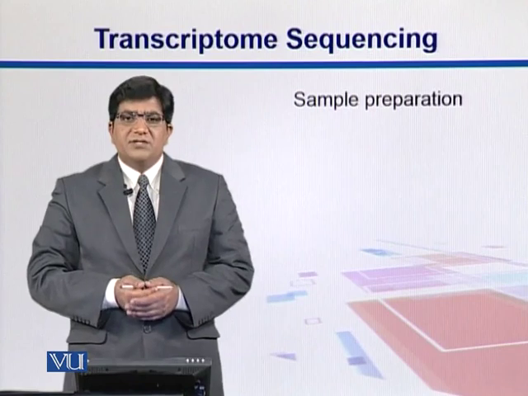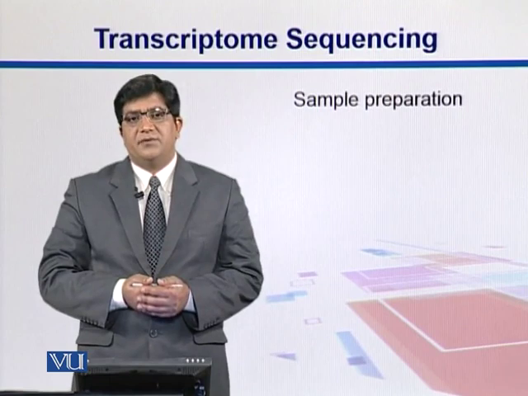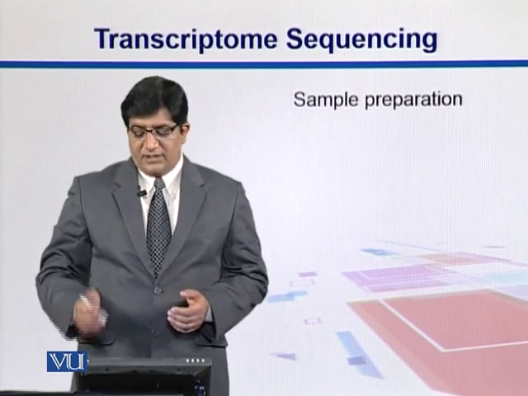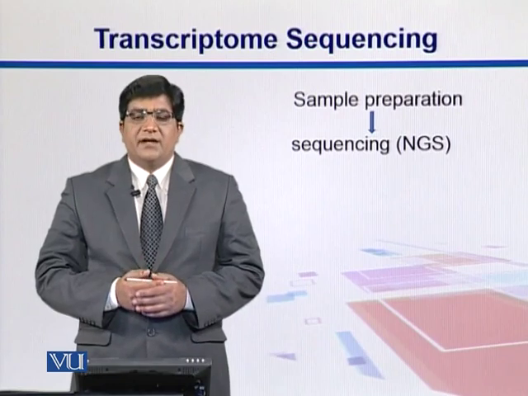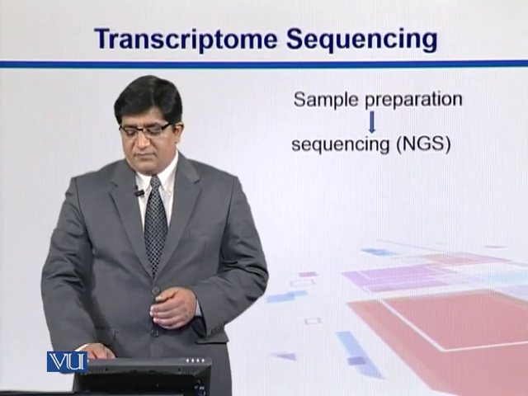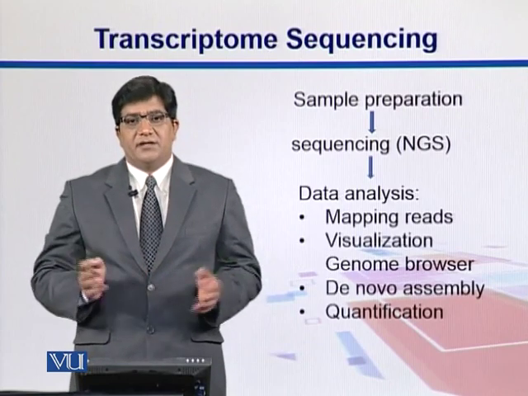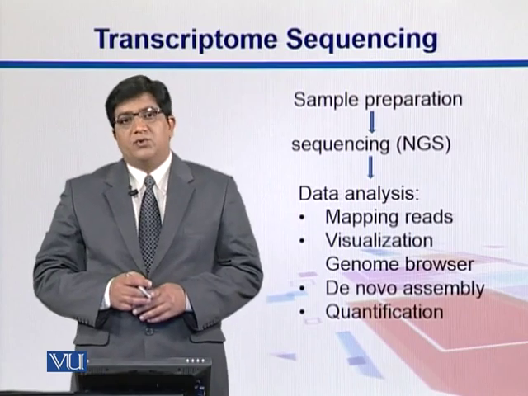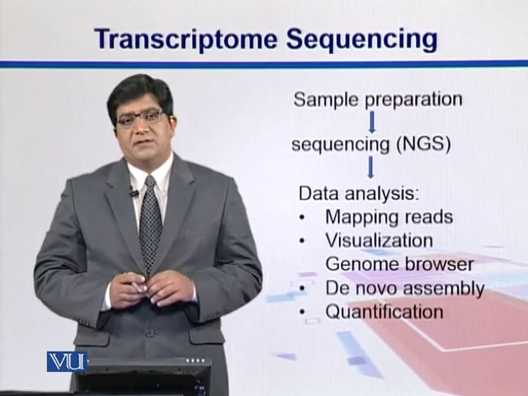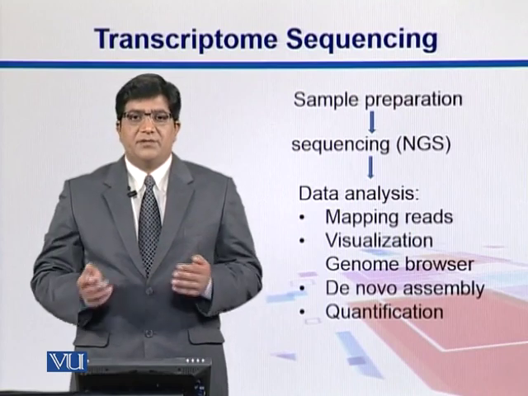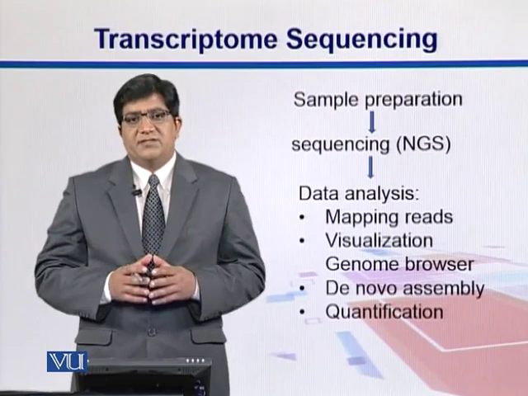So in transcriptome sequencing, there are different steps. First of all, we prepare our samples. That process is called sample preparation. We submit those samples for next-gen sequencing, and after we get our sequences, we can do a lot of data analysis where we map those short fragments, which we call reads, to a reference if it already exists, or we can assemble them together and even have transcriptome assemblies.